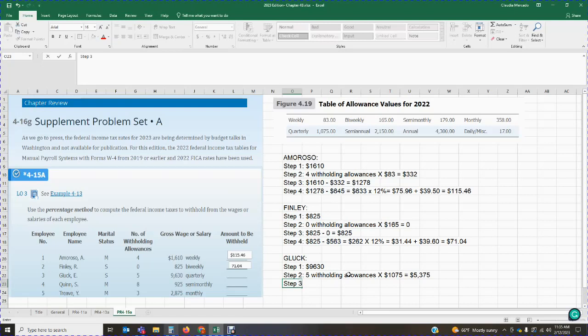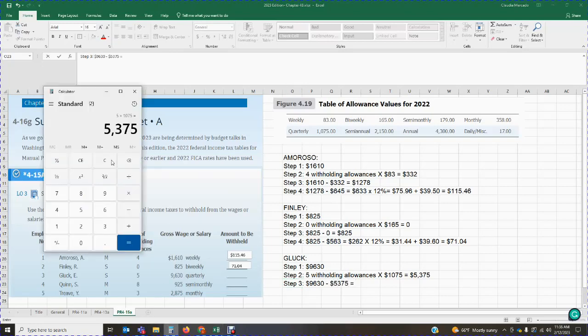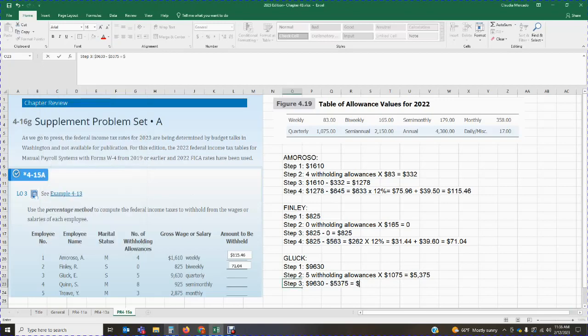Step number 3. We're going to get the amount that he gets paid. He gets paid $96.30. We're going to deduct the exemption based on the number of withholdings, which is $53.75. That gives me $96.30 minus $53.75, $42.55. Now step number 4 is the more complicated. We will start off with whatever we calculated in step 3, $42.55.